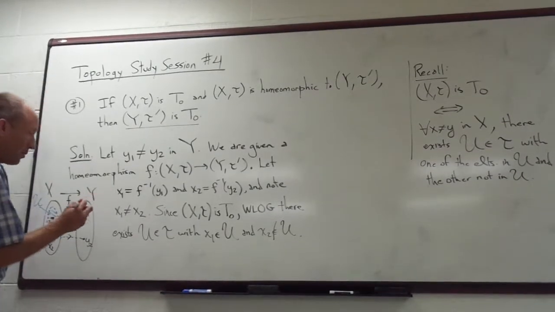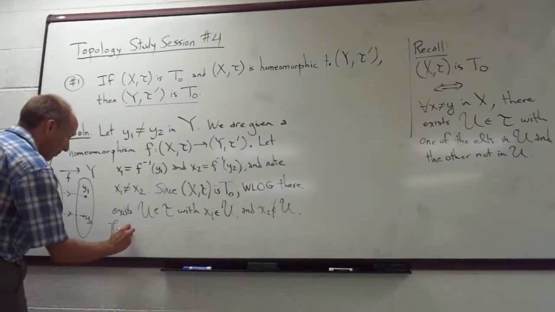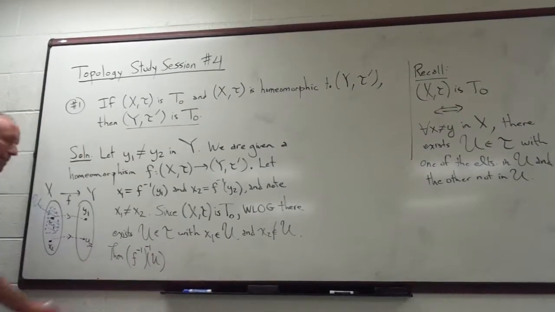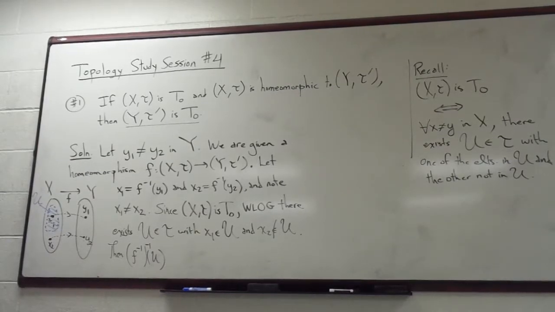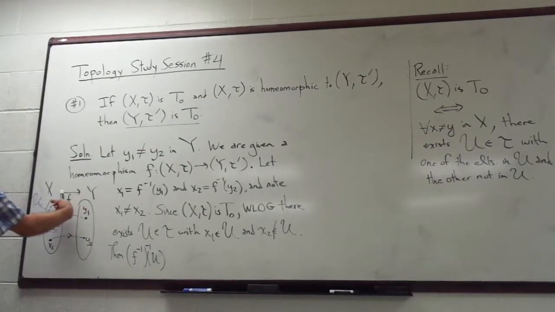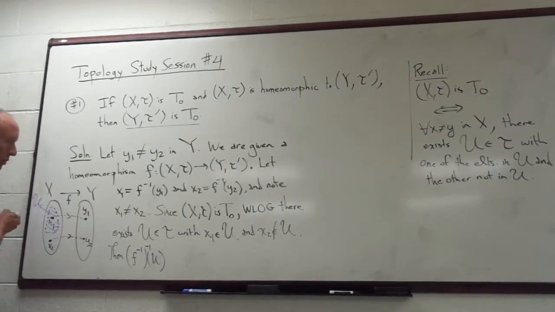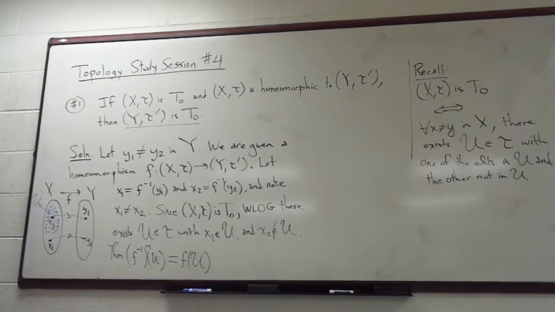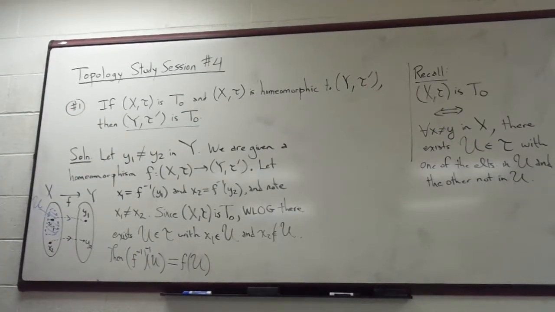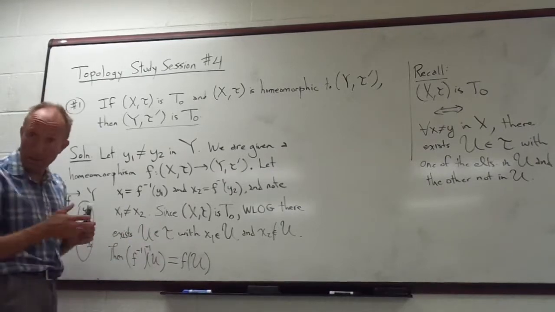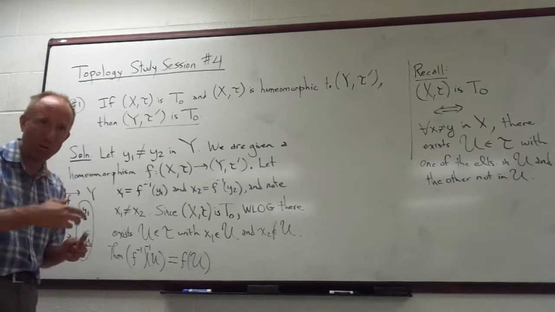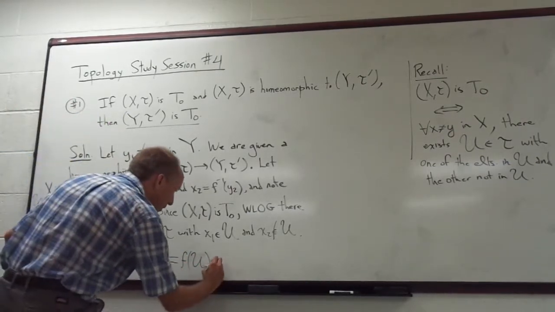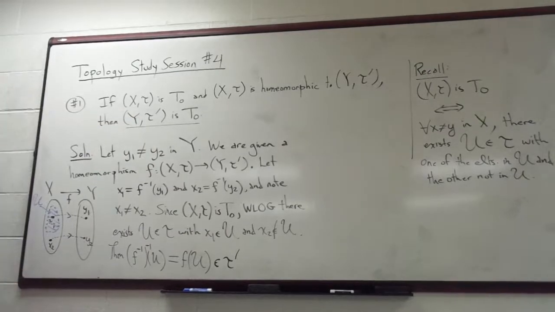So if we take the pre-image of f inverse of u, the f inverse function goes this way, and the pre-image of it is actually, guys, equal to just f of u itself. And that is still open because f inverse is continuous. Remember that the homeomorphism preserves open sets. So this is actually in tau prime. So we do know that this is open.